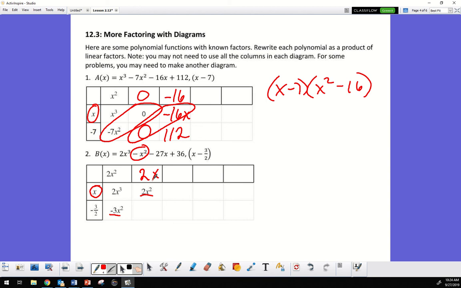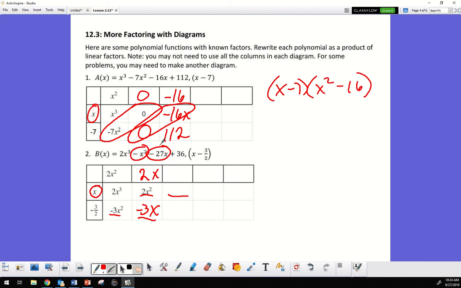Now work our way down. 2x times negative 3 over 2 is negative 3x. Yes, it is. So the fraction goes away on that one. Let's look at the next one. This one and this one right here have to add up to negative 27x.